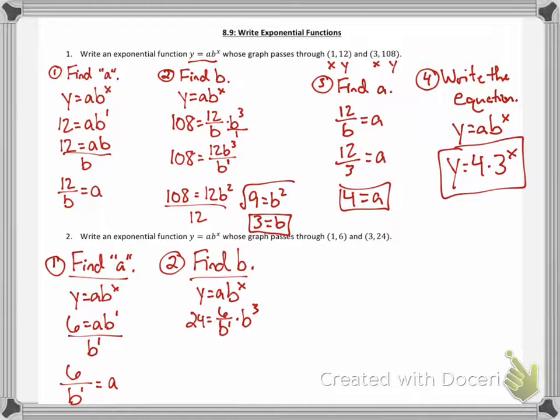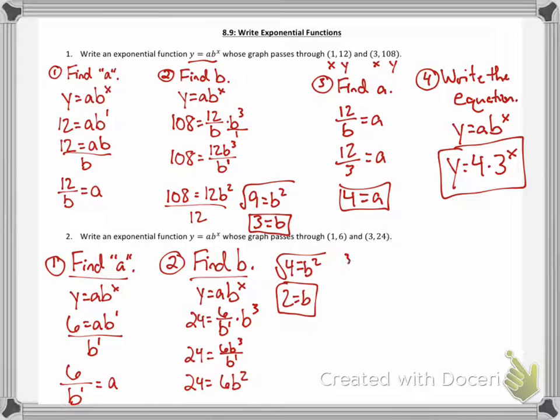Now, since I have the same variable in the problem, I can go ahead and start combining these. So I'd have 6b cubed over b to the first. So 24 would equal 6b squared, because again, combine your b's by subtracting the exponents because they're on top of each other. Divide everything by 6, so I have 4 equals b squared. Square root each side, the b value is 2.